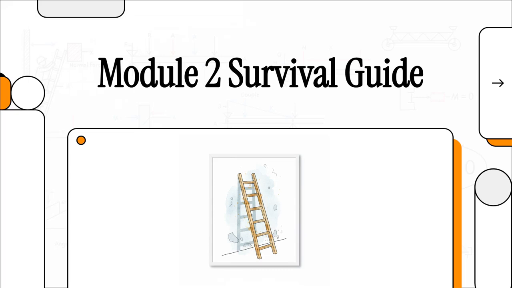Today's explainer is your ultimate survival guide for Module 2 of Engineering Mechanics. Look, rigid body statics, friction, and beam analysis can honestly seem incredibly daunting at first glance. But I promise, once we start breaking down the visual patterns and the underlying logic, it's all going to snap right into place. Let's dive in.